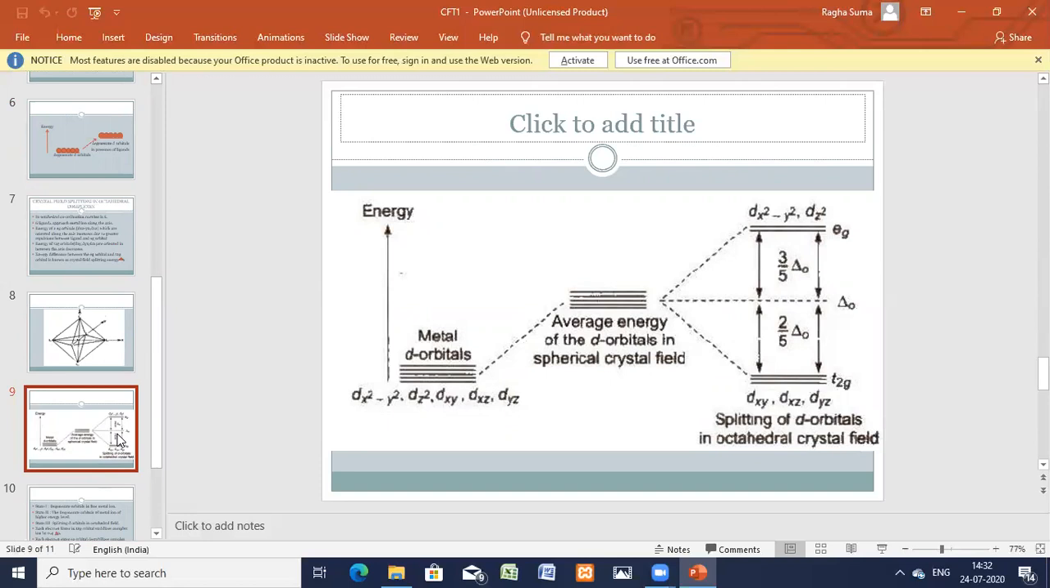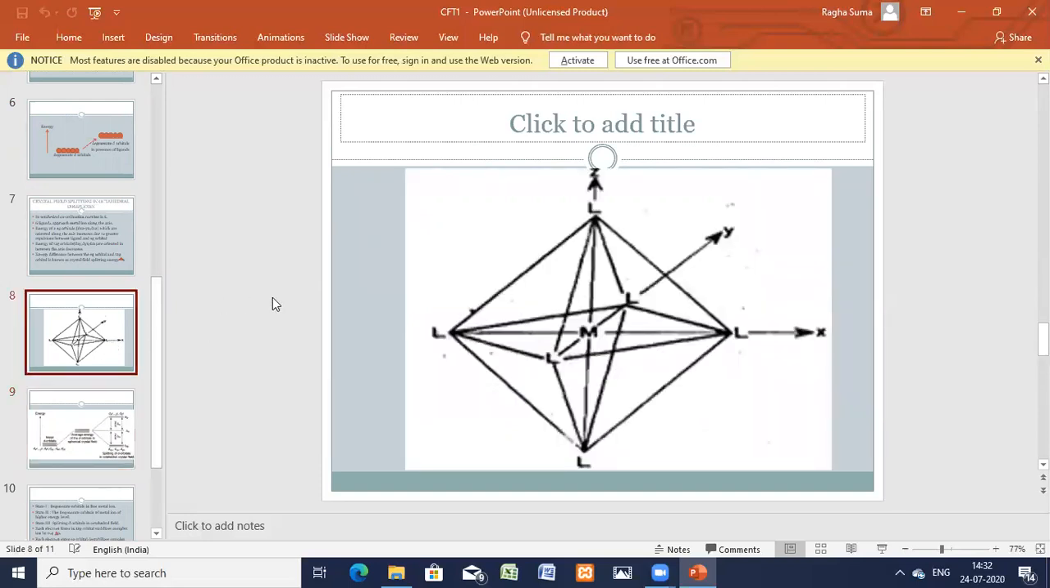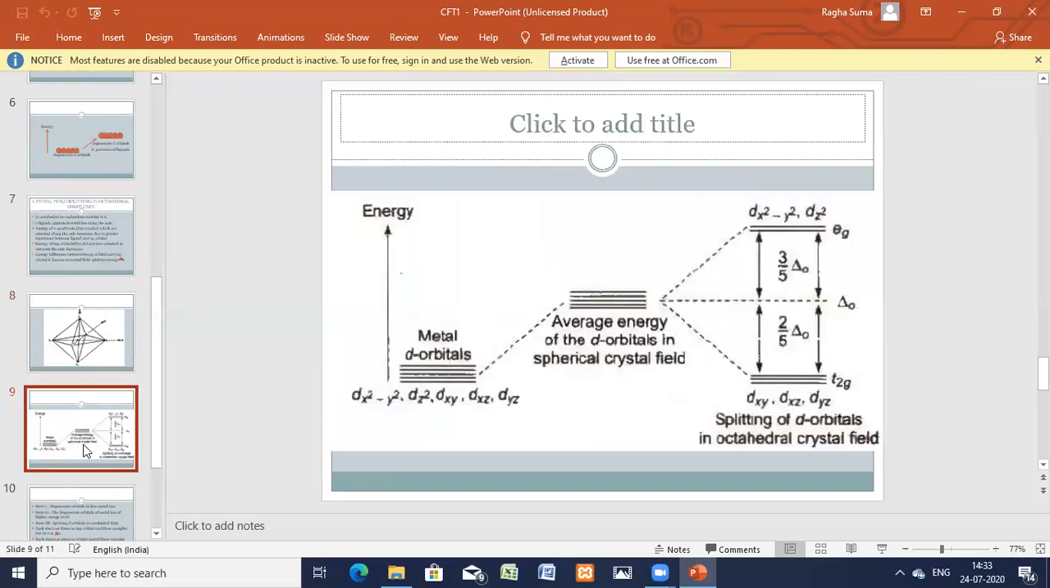Now coming to this diagram, we'll see the metal ion. I have explained, this is the central metal ion. Okay. So ligands are along the axis, 6 ligands. So thereby splitting takes place accordingly.